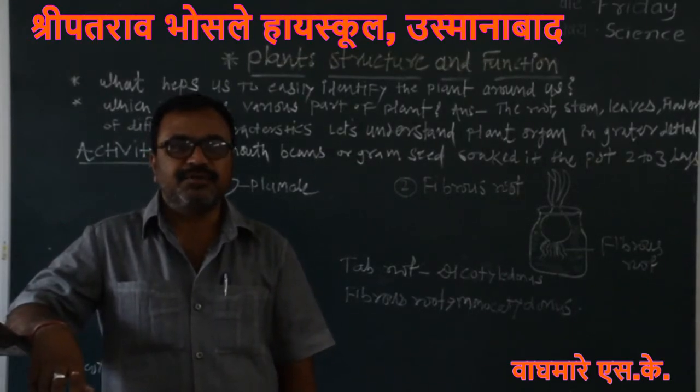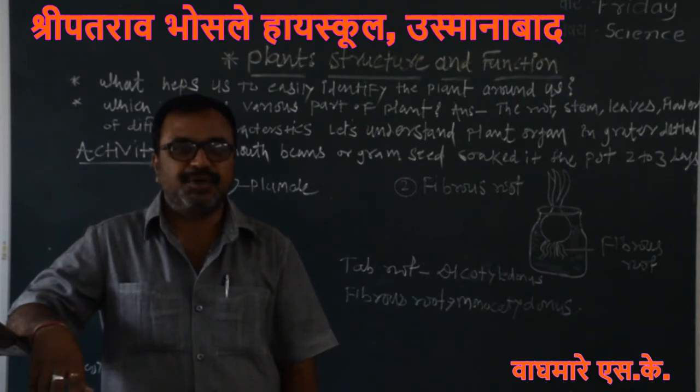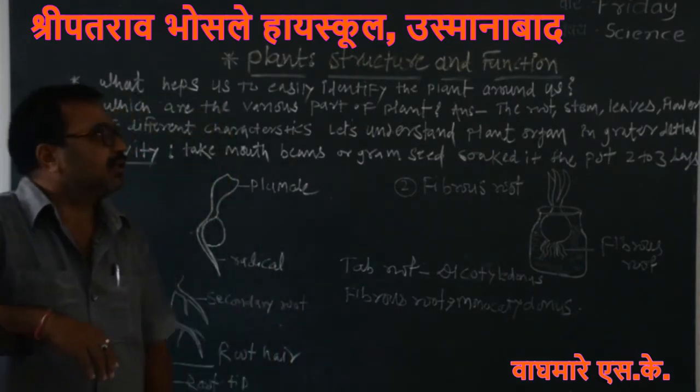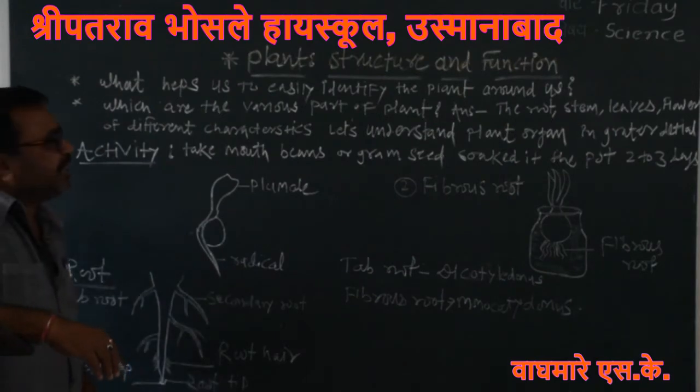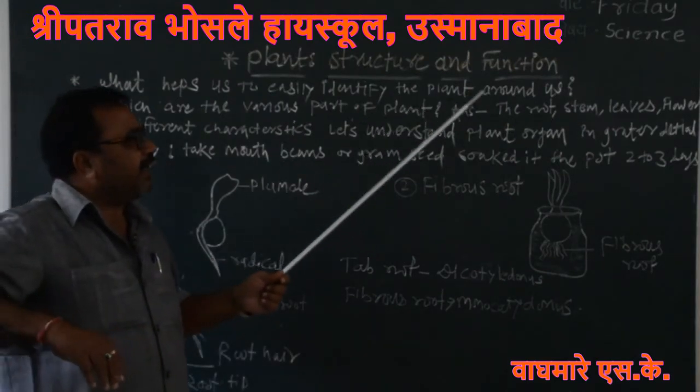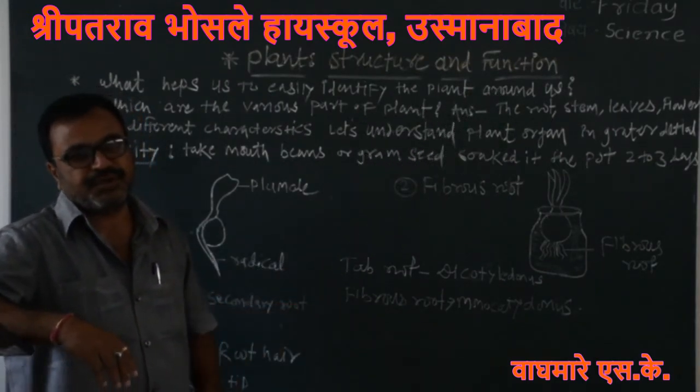Now we are going to learn science, 7th science, chapter number 2, plant structure and function. What helps us to easily identify the plants around us?